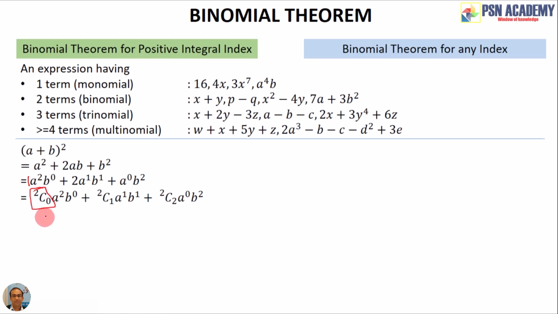This is the expression of combination. I have already explained permutation and combination in detail in the previous video. So this is 2C0, which will give you 1. So in place of 1, you can write 2C0. Now come to the second term.